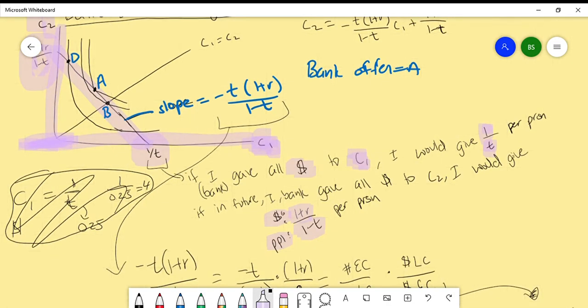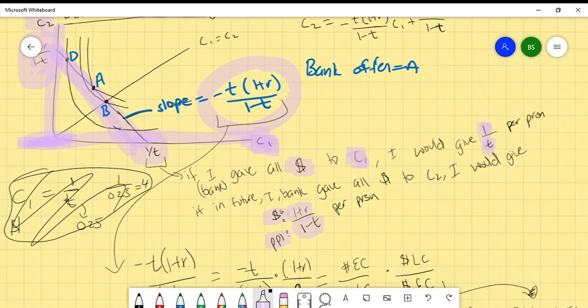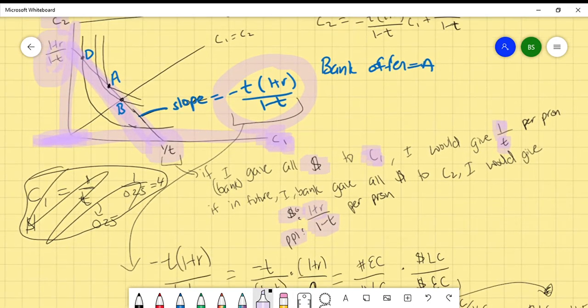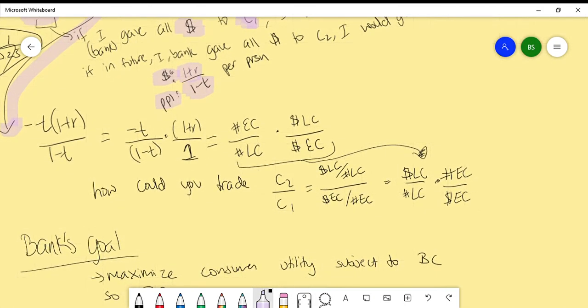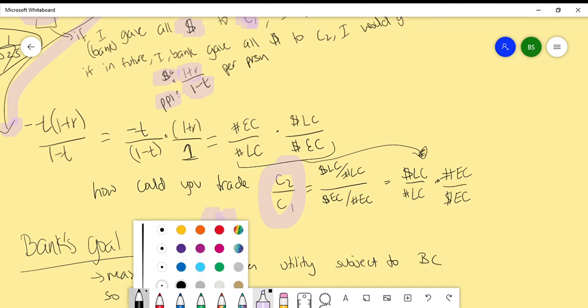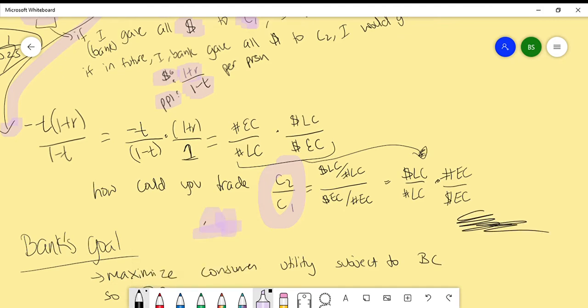And then there's a line and the slope. This is the slope: negative t times 1 plus r over 1 minus t. And we are going to go over to y. So, first of all, the slope of the graph is C2 over C1. It's like change in Y over change in X. And my marker isn't working again. So it's change in Y over change in X.